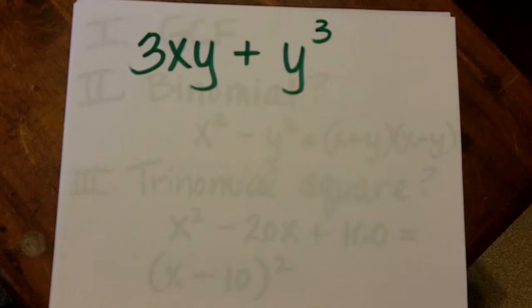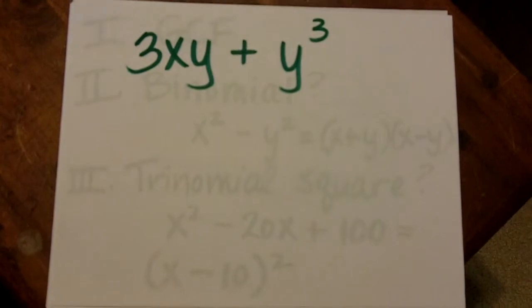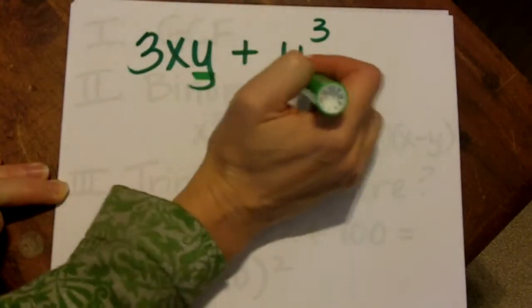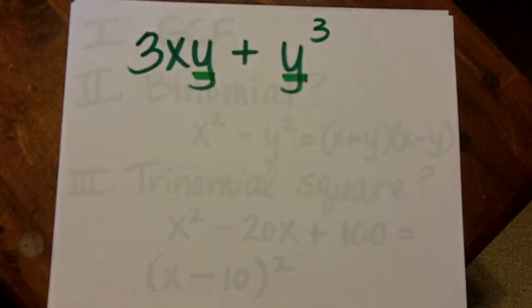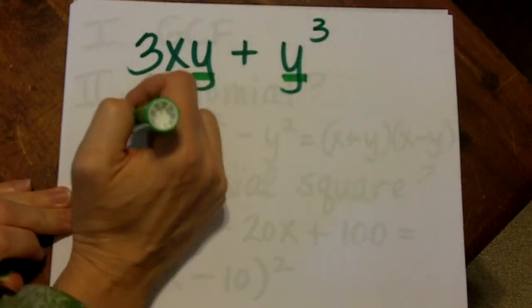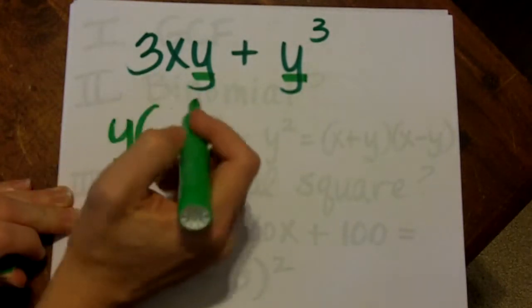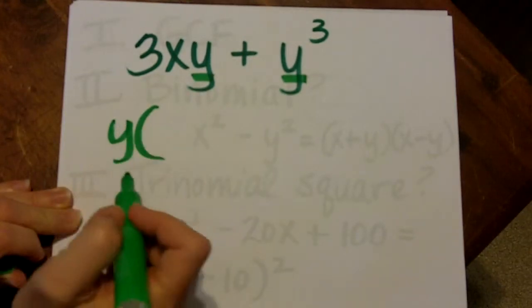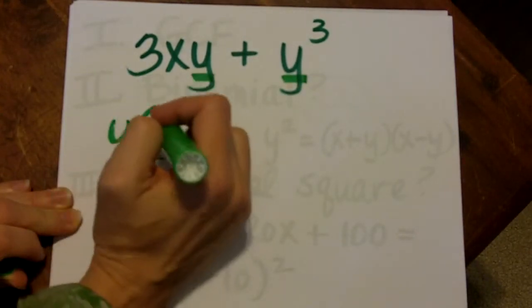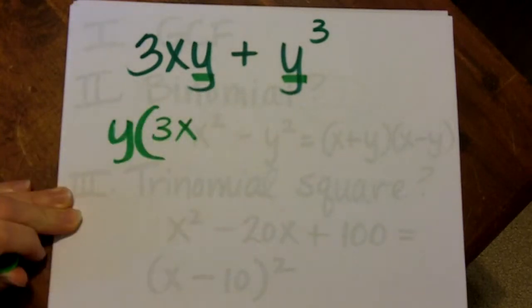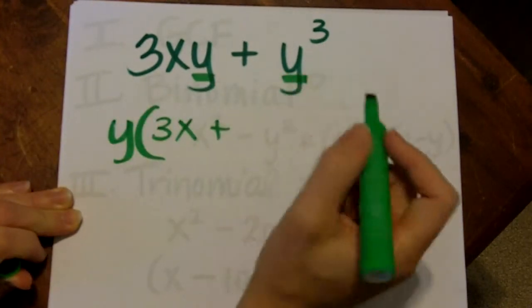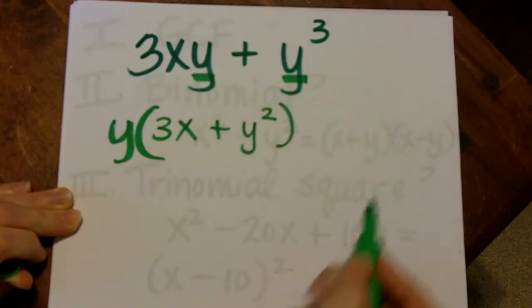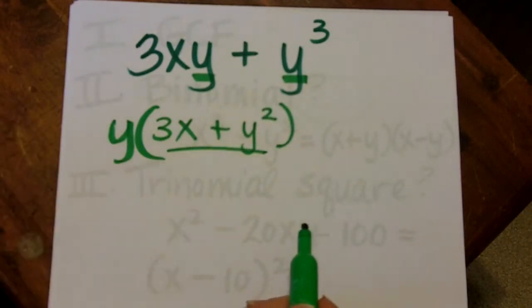For instance, if you had this problem, 3xy plus y cubed. Now you can see right off that they have a y in common. Okay, they look like they kind of have a 3 in common, but they don't, because a 3 coefficient is quite different than a 3 exponent. So we're going to pull out the y that they have in common, and then we're going to put our leftovers in parentheses. So y times what would give me 3xy? Simply 3x. And y times what would give me y cubed? Y squared.